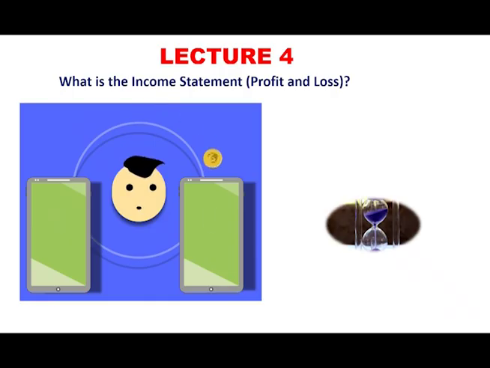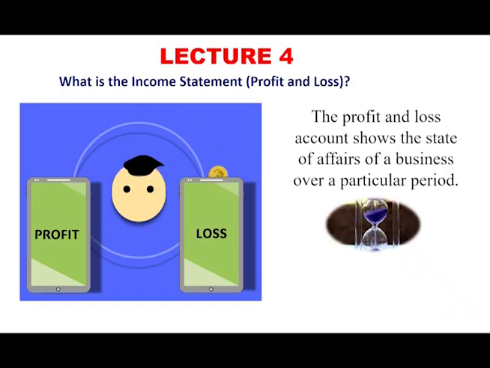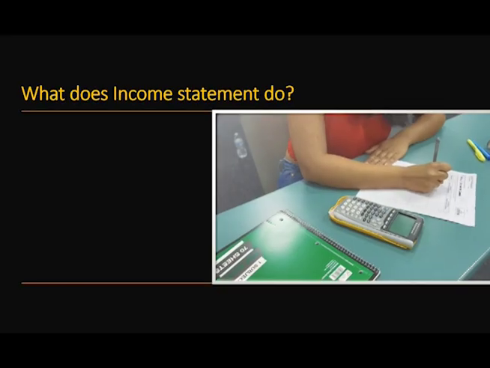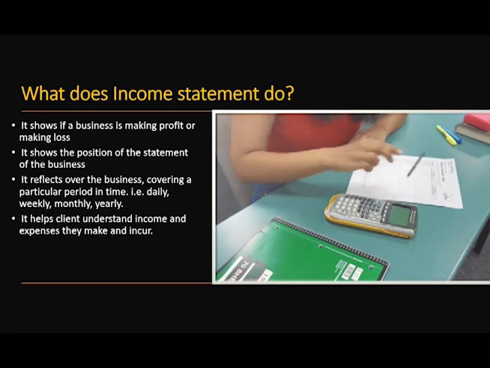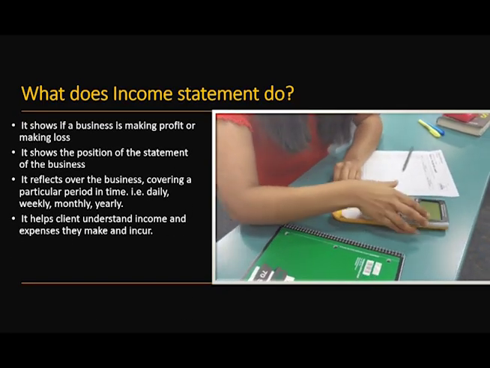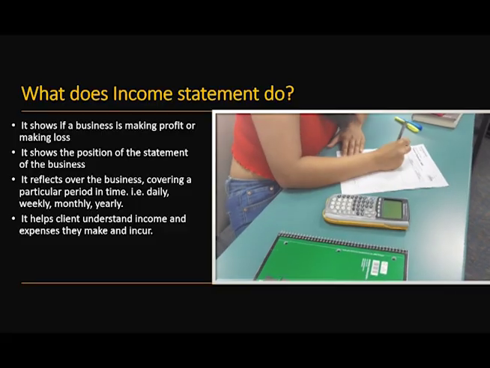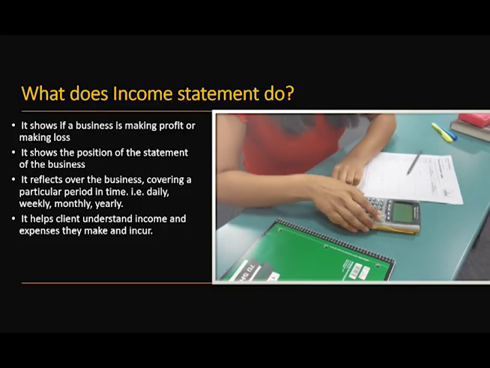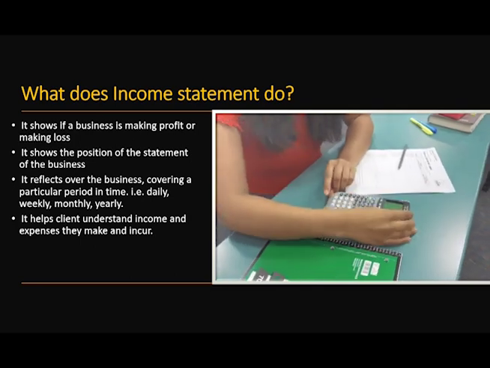Now, what is the income statement, also known as profit and loss? The profit and loss account shows the state of affairs of a business over a particular period. The analysis used is a representation of the record taken for assessment. What does an income statement do? It shows if a business is making a profit or a loss. It shows the position of the business. It reflects on the business, covering a particular period in time, i.e., daily, weekly, monthly, yearly. It helps clients understand the income and expenses they make and incur.